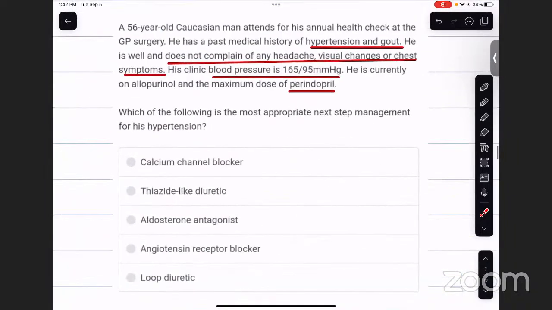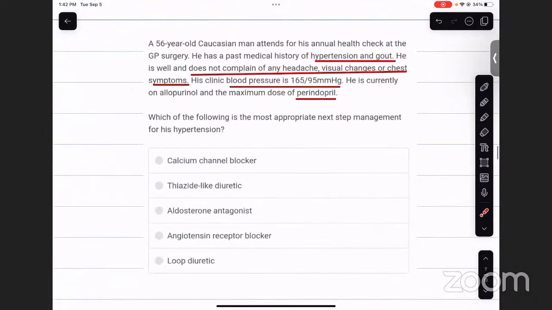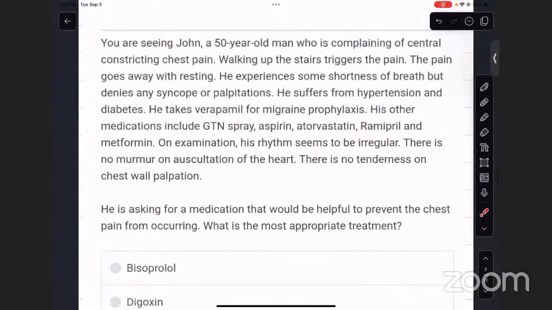So look at this scenario. Blood pressure stays uncontrolled with ACEI, and the additional drug will be calcium channel blockers. So the most appropriate next step management for his hypertension is calcium channel blockers. But here the options are calcium channel blockers or thiazide-like diuretics. What we need to consider is she has cough. So thiazide-like diuretics is contraindicated in patients with cough, so we will add calcium channel blockers. Okay.